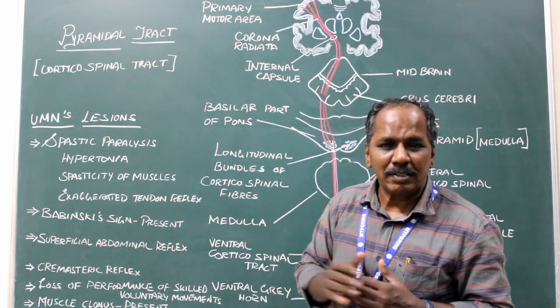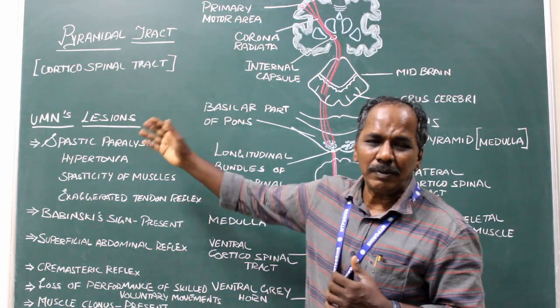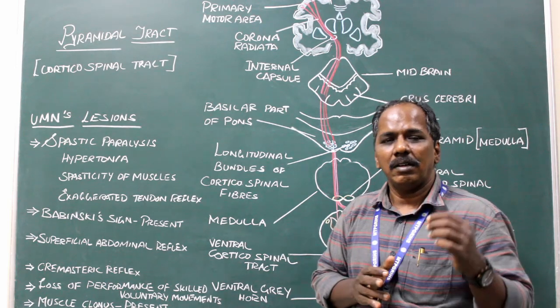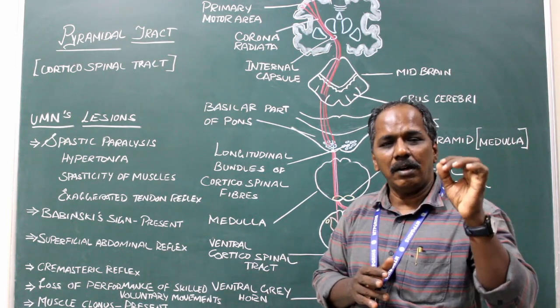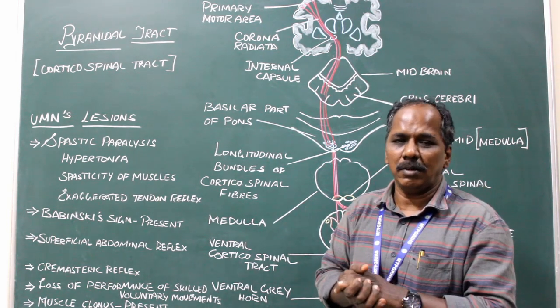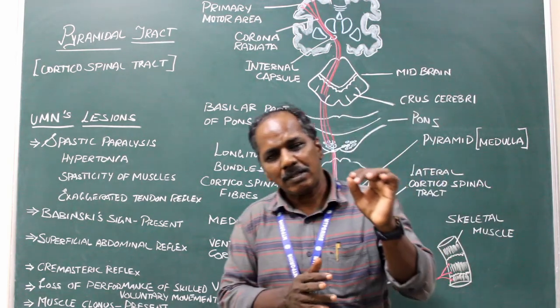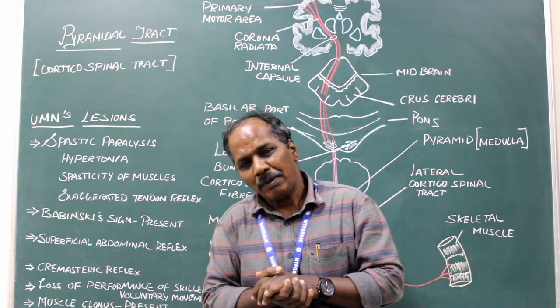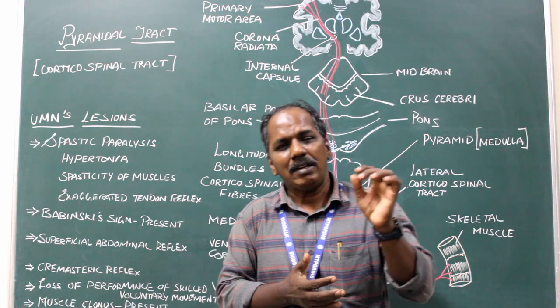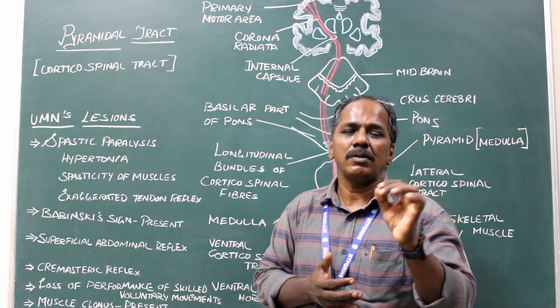Exaggerated tendon reflex is present in upper motor neuron lesions. The tendon reflex is weak or absent in lower motor neuron lesions. Muscle clonus is present in upper motor neuron lesion. It is absent in lower motor neuron lesions.